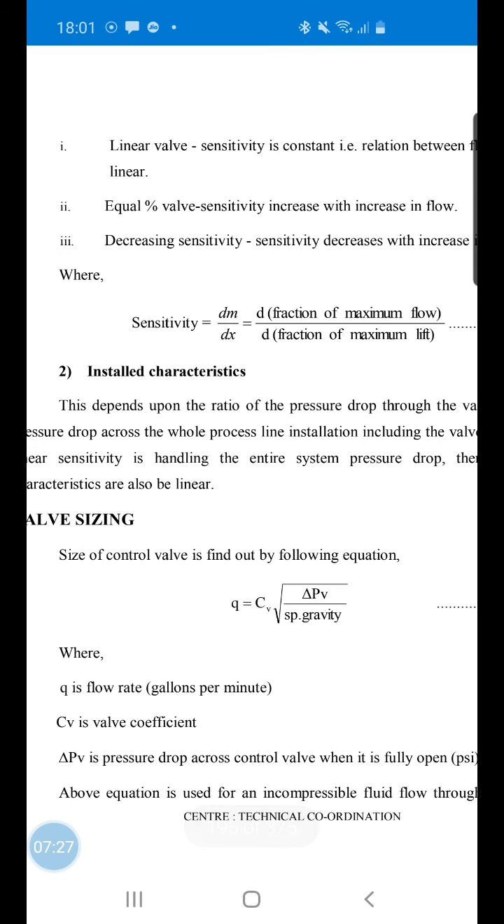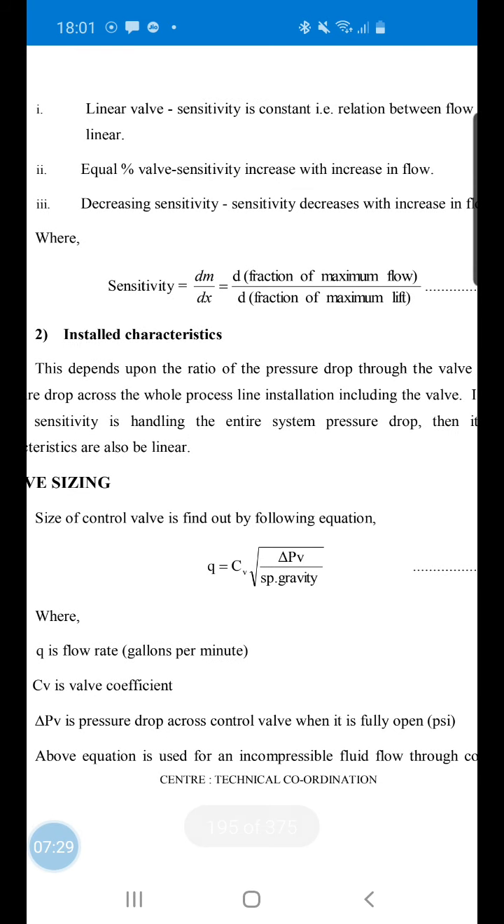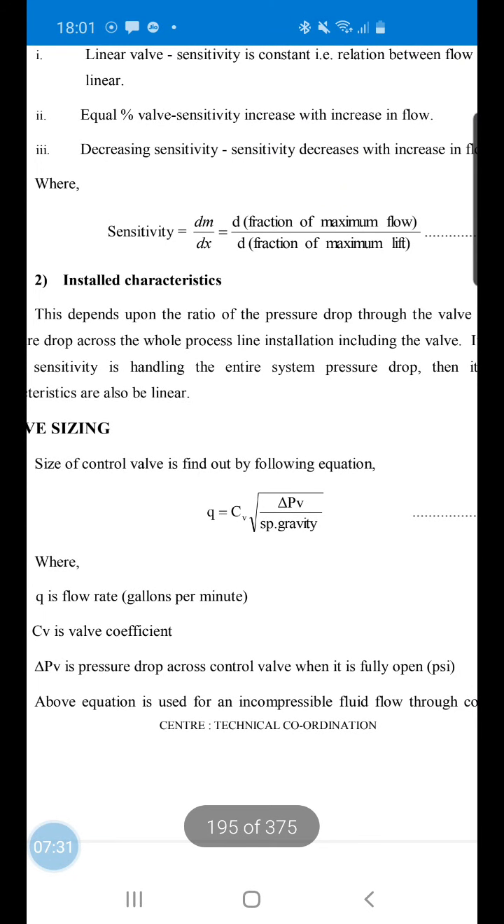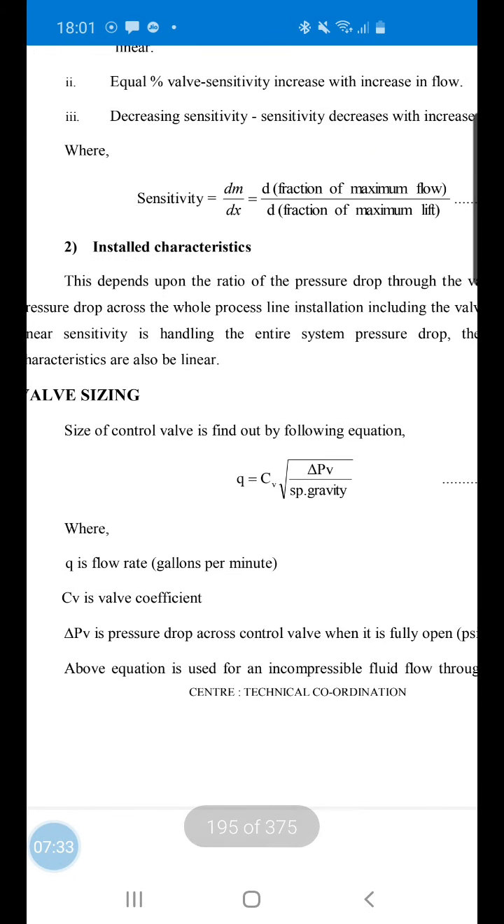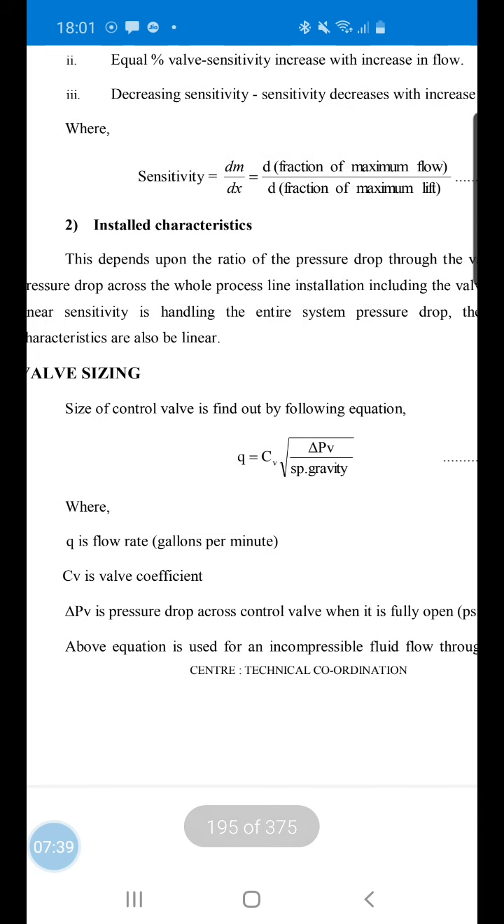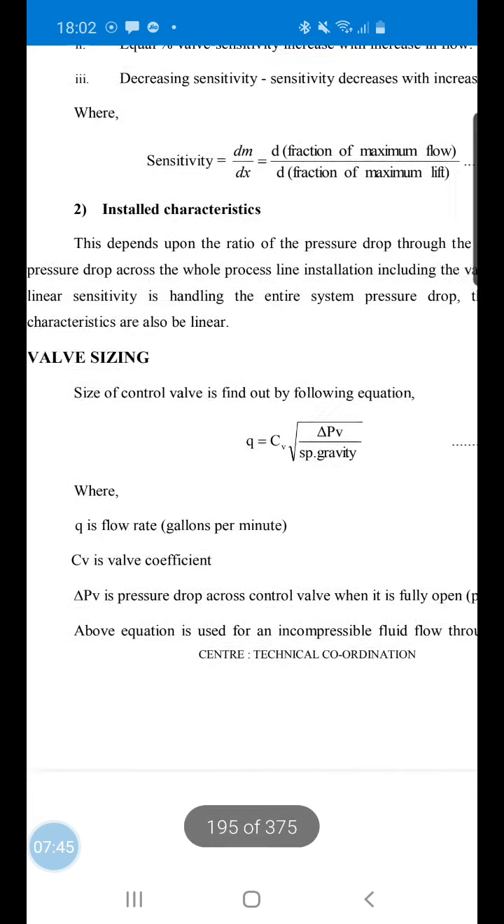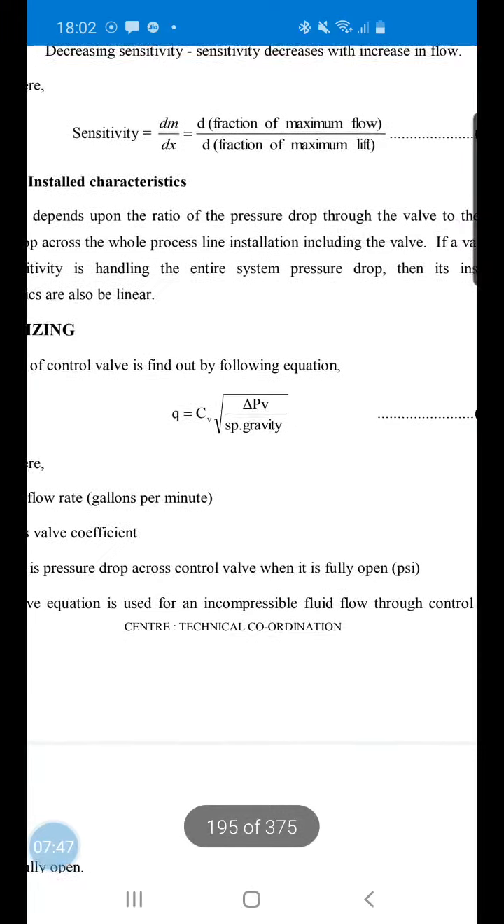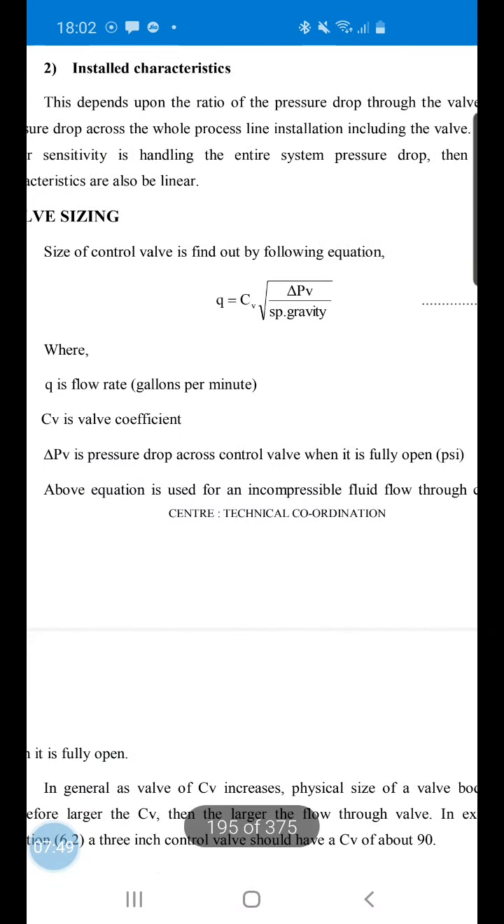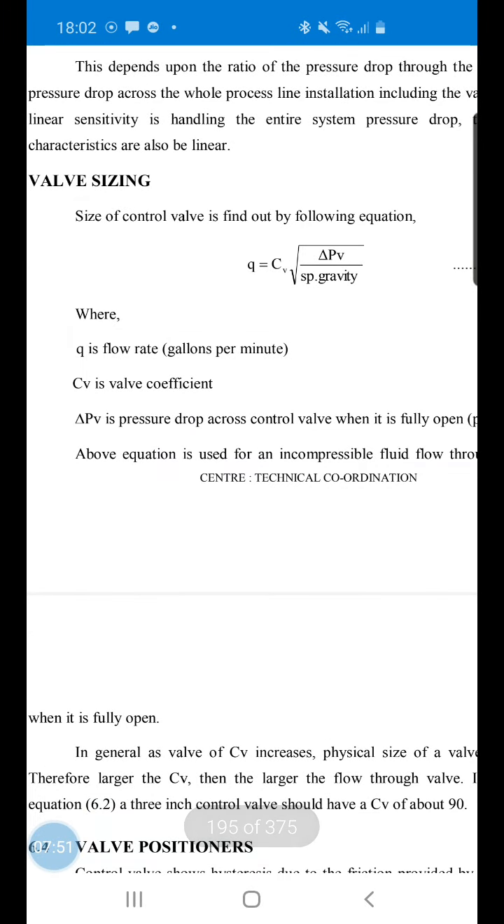Whereas installed characteristics depend upon the ratio of the pressure drop across the valve to the pressure drop across the whole process line installation including the valve. So it is this ratio of pressure drops that gives the installed characteristics. If linear sensitivity is handling the entire system pressure drop, then the installed characteristics will also be linear.